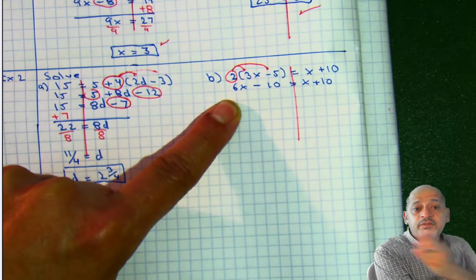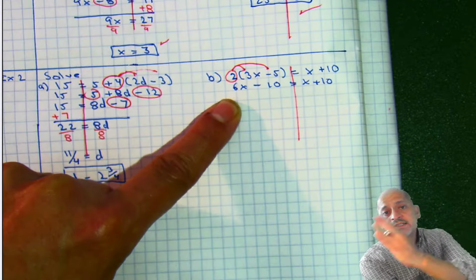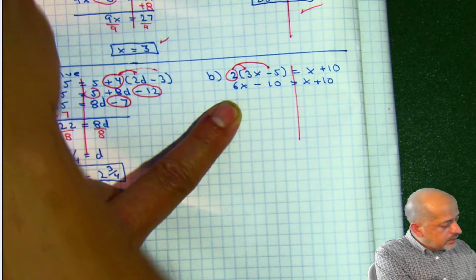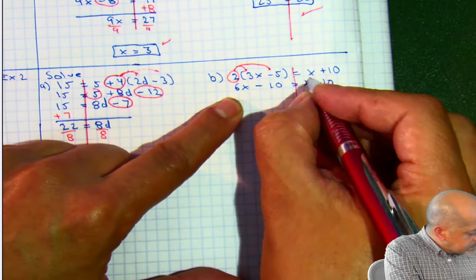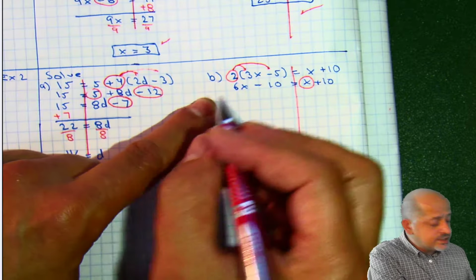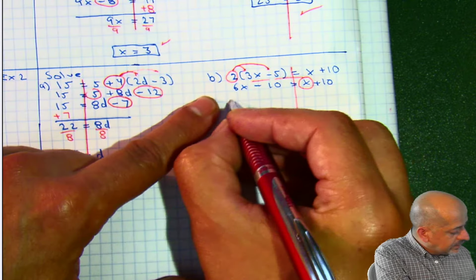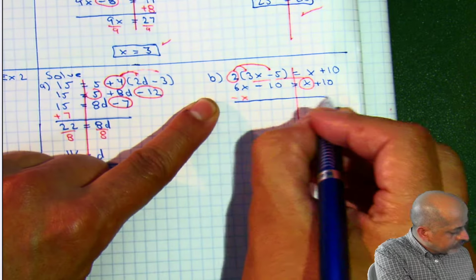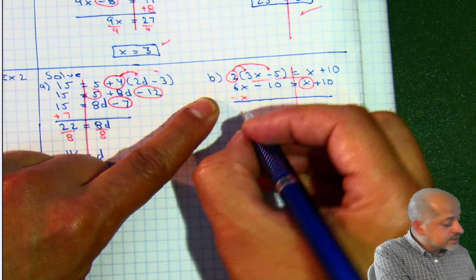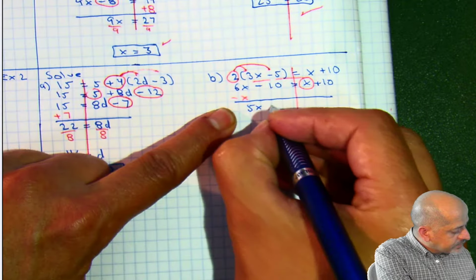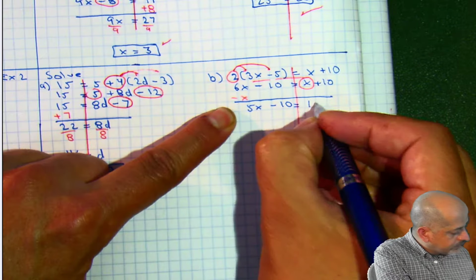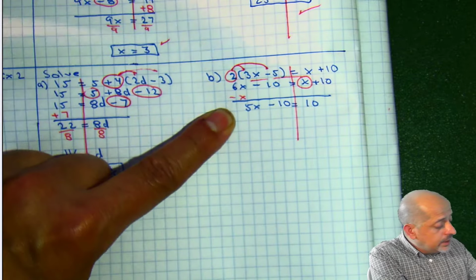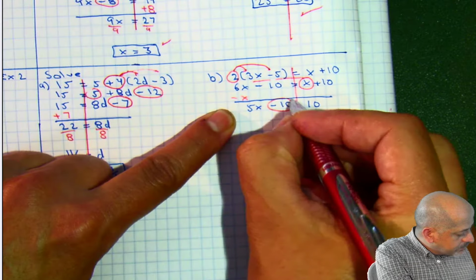And now I have variables on both sides, so I'm going to move my x's to the left. And in this case, it's only 1x. When I move it to the left, it's a positive, we can say negative x. 6x minus 1x gives me 5x minus 10 equals 10. And now I can solve. Move my 10 to the right, we can say positive 10.